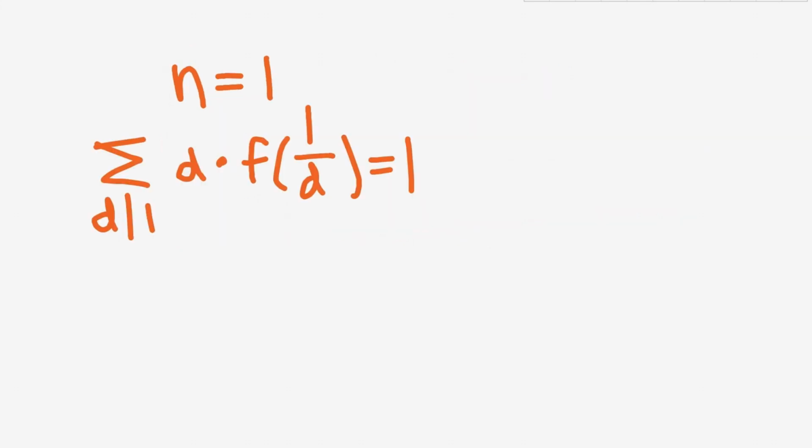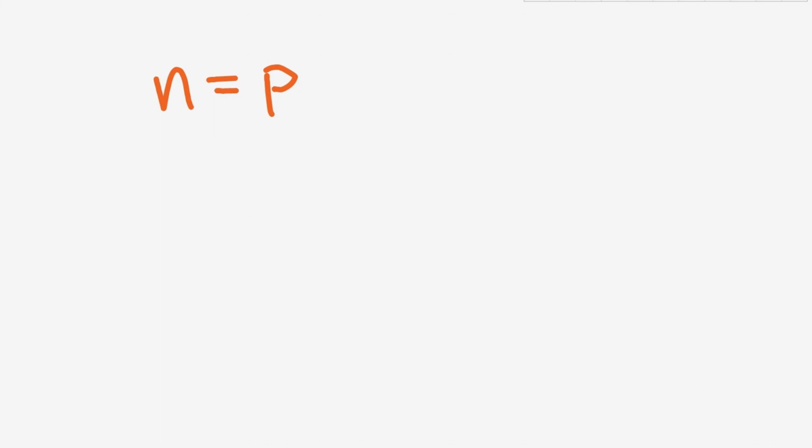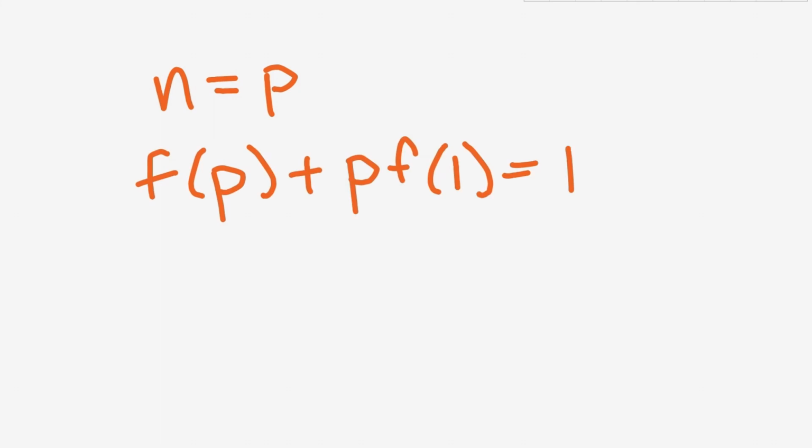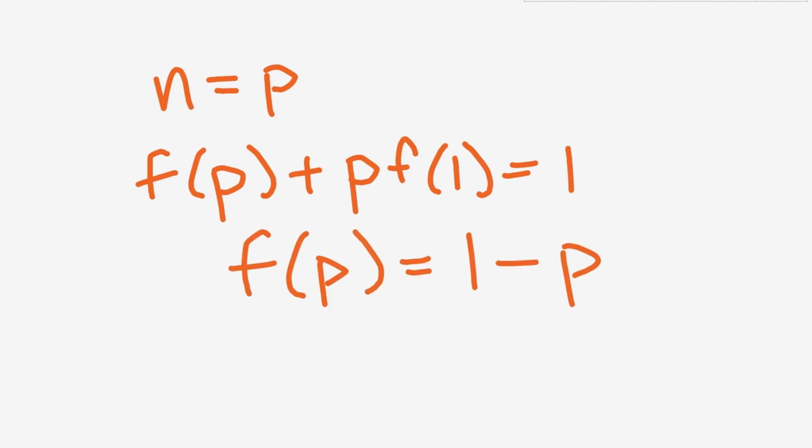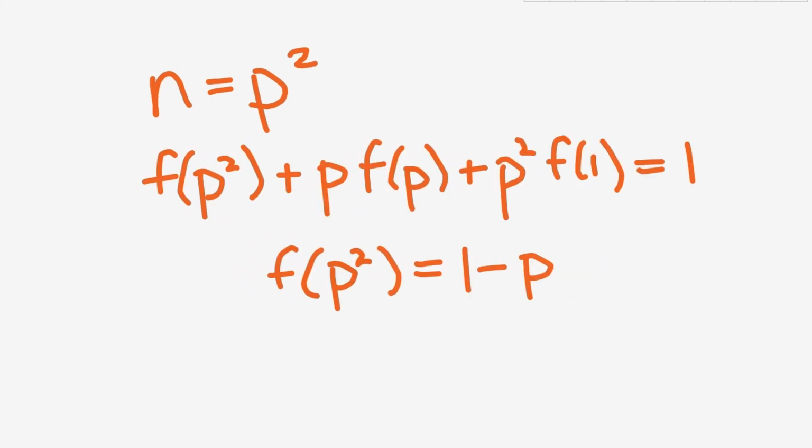Plugging this into our condition tells us that f of 1 is equal to 1. Since the condition's summation is taken over all the positive divisors of n, it makes sense that we should move on to trying numbers which are prime, since prime numbers only have 2 divisors. In particular, if we let n equal a prime p, then we can solve for f of p to find that f of p is equal to 1 minus p. We can also set n to p squared to find that f of p squared is also 1 minus p.